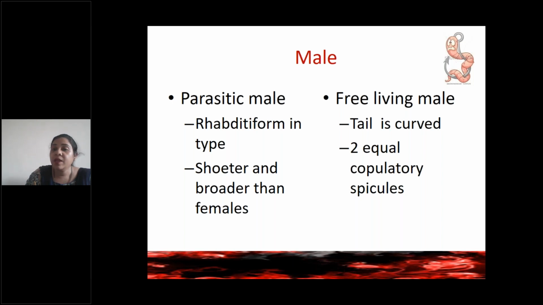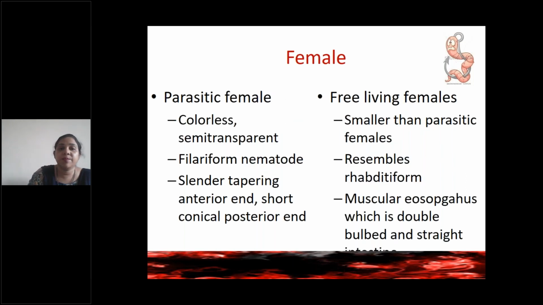Whereas in free-living males, the tail is usually curved and two copulatory spicules are present. So adult ones, male and female are there. In male, two types are present. What are they? Parasitic and free-living. Parasitic male adult worms are similar to the rhabditiform larva type, which are usually short and broader than females. Whereas free-living males, the tail is usually curved and two copulatory spicules are present.